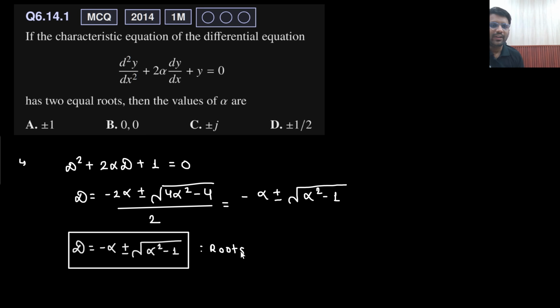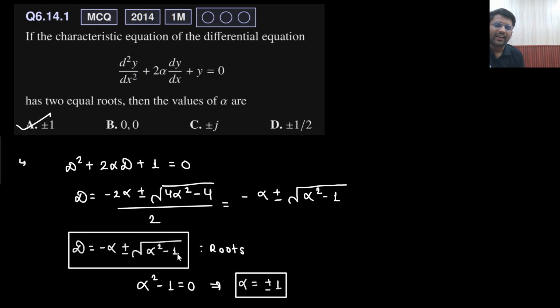Right? They should be equal. What does that mean? That means alpha square minus 1 has to be 0. Then only they will be equal, no? Say yes or no? Alpha square minus 1 has to be 0. That means what is the value of alpha? Alpha will be plus minus 1. There you go. That's the answer.